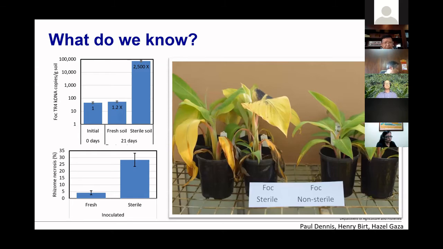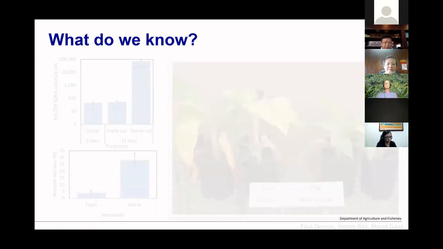The disease is much more severe in the sterile soil than in the fresh soil, indicating that other soil microorganisms actively compete with Fusarium, reducing its dominance.